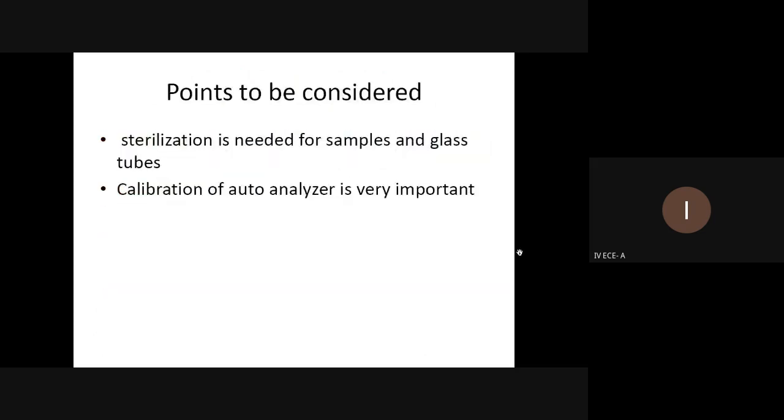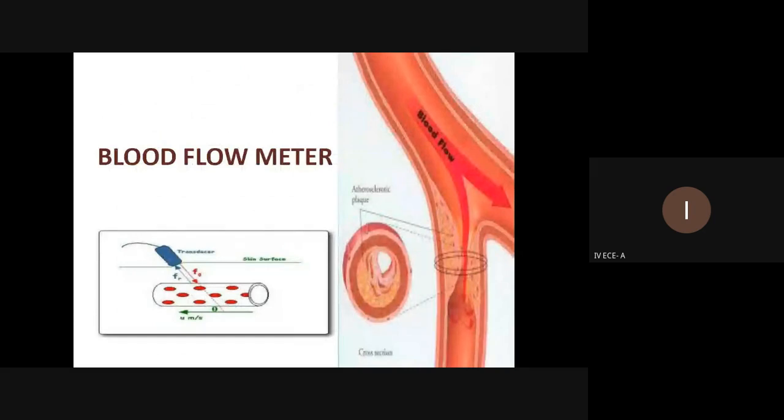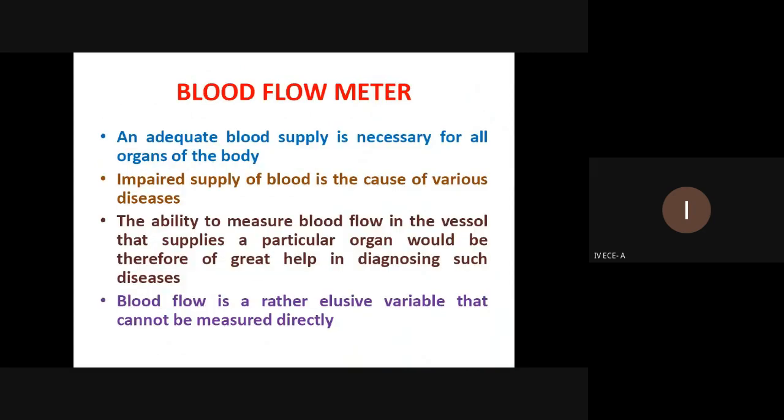Then followed by the blood flow meter. The circulatory system of human anatomy helps in the flow of blood throughout the body. During this process, an adequate amount of blood should be supplied for the organs to perform their functions. Various diseases cause improper blood flow and supply to various parts of the body. Therefore, a disease can be diagnosed by measuring the rate of blood flow in the concerned vessel.